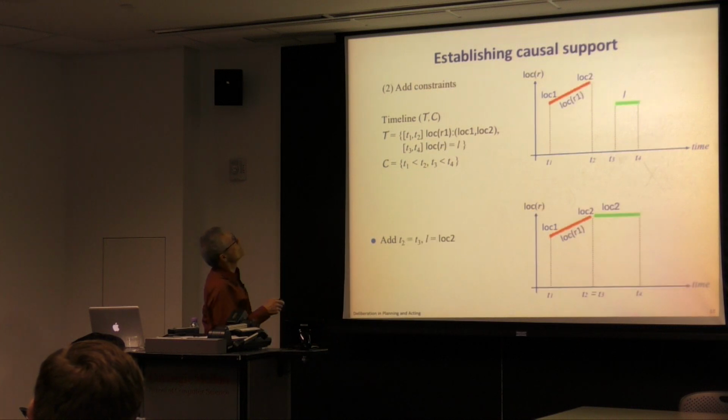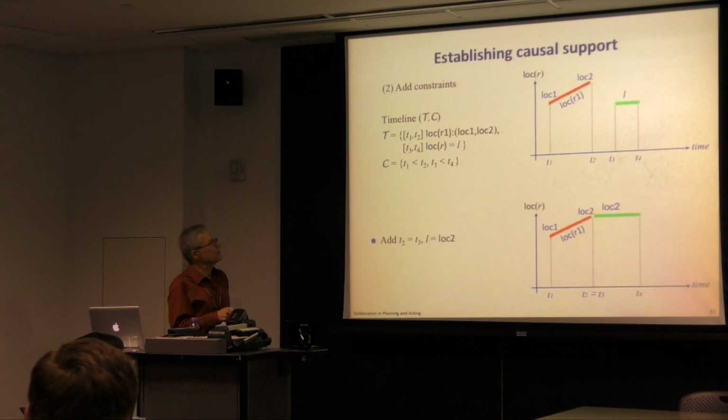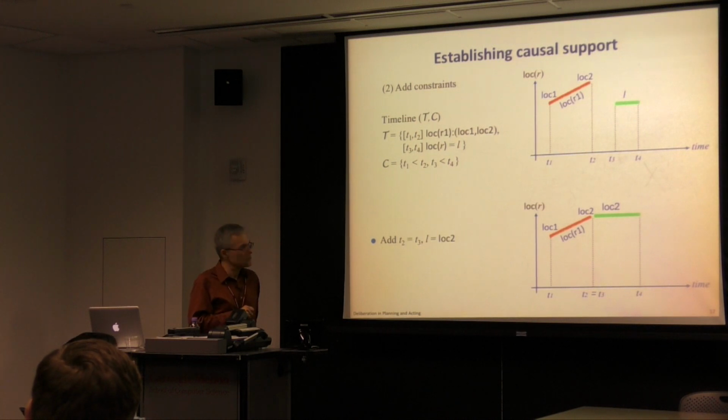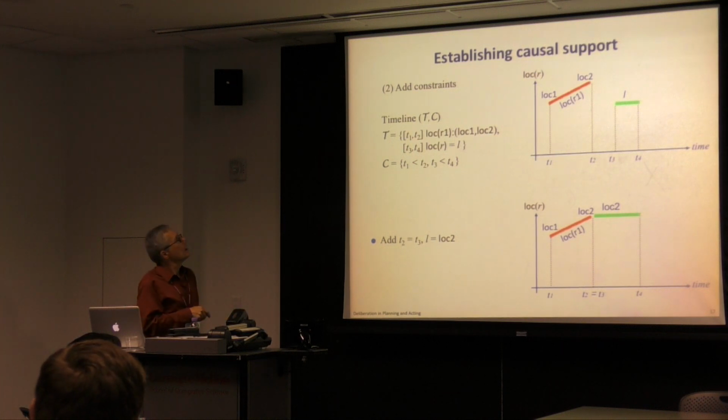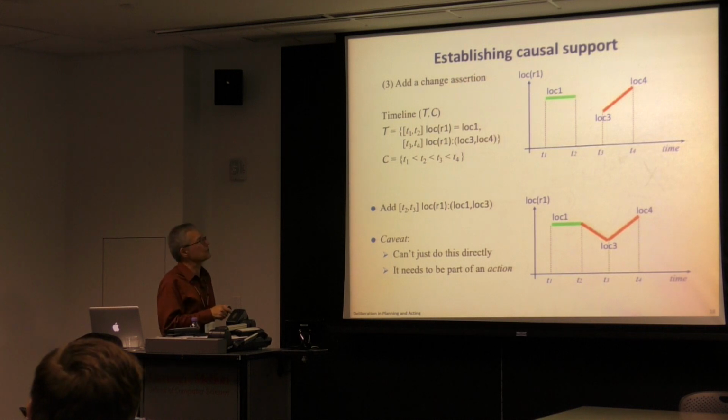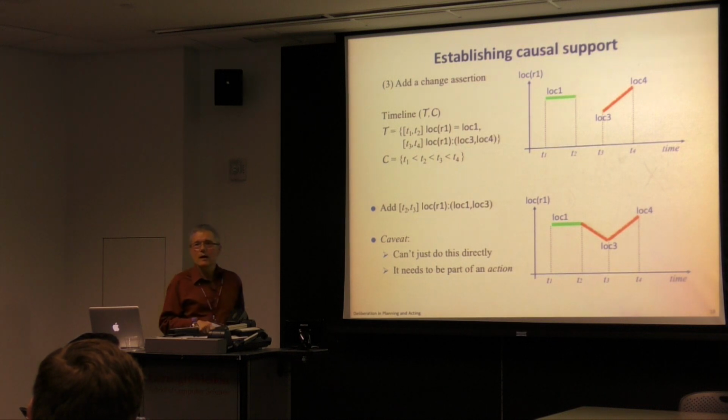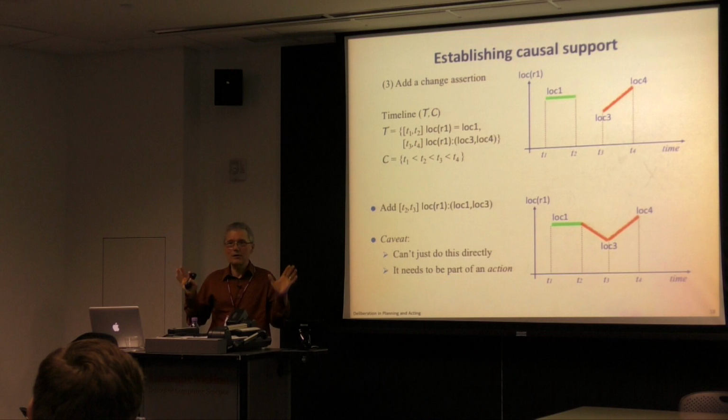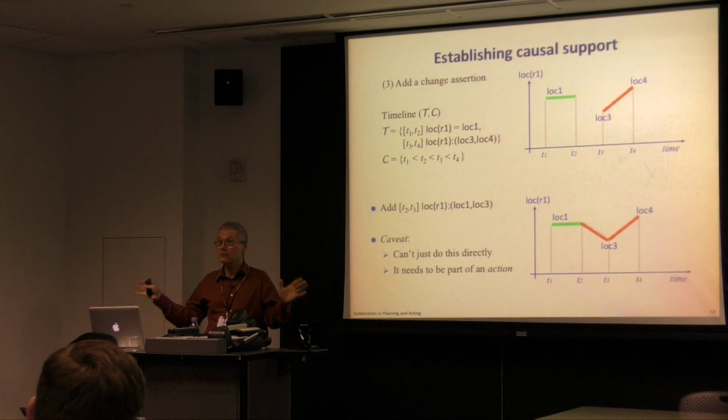The second way that we could do it is add a constraint, something saying that T2 and T3 have to be the same time point. In that case, we're changing something that looks like this to make it look like that. So now this thing is causally supporting that. The third way we can do it is to add a change assertion. If we need to be at loc 3 at time t3, and we're at loc 1 at time t2, we could add an assertion saying that the location changes. Well, the location of an object, we're assuming, is not going to just spontaneously change. If you're going to add something to make it change, it has to be an action.